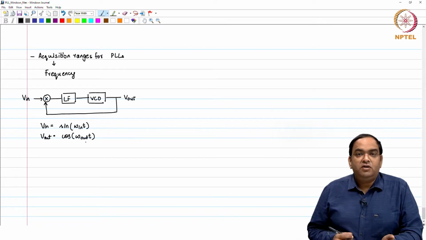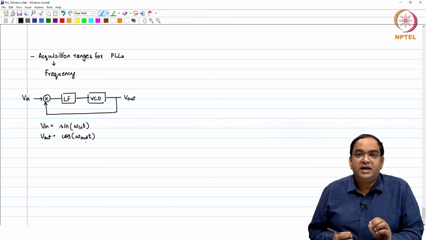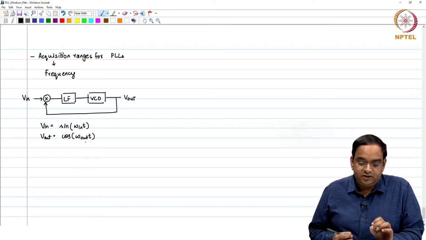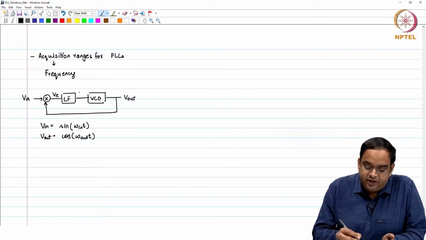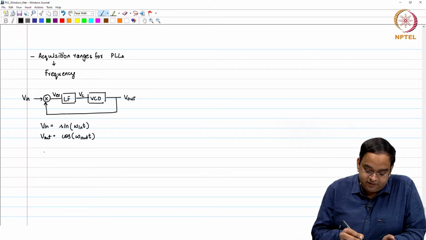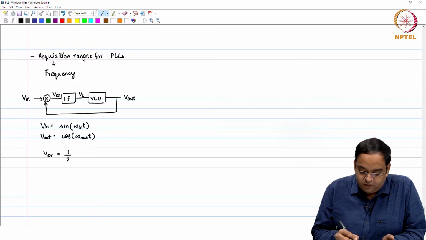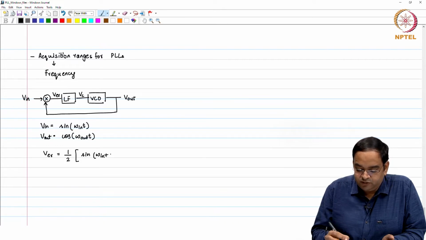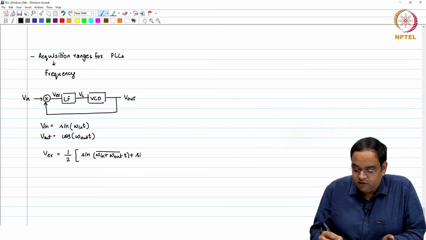What we are going to find out is what the different frequency acquisition ranges are for this particular PLL. This is V error, this is V control. We have worked out earlier that our V error is 1 by 2 into sine of omega in plus omega out times t plus sine of omega in minus omega out times t.